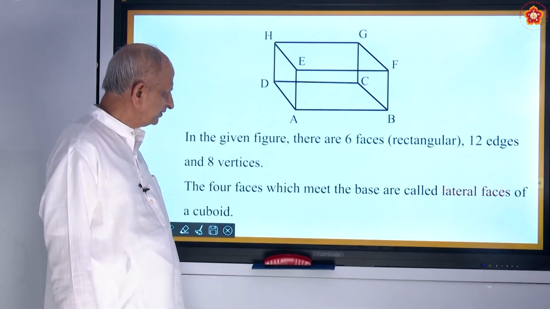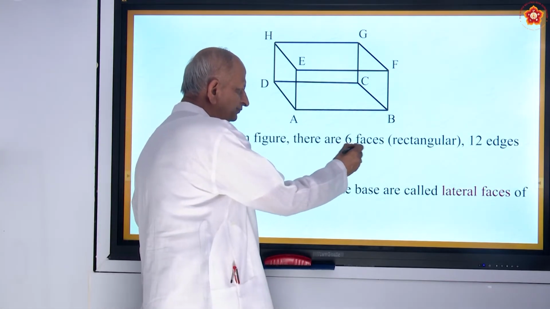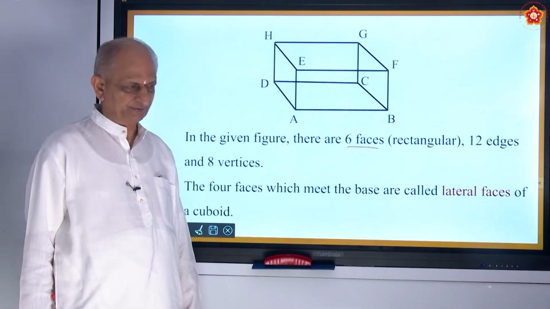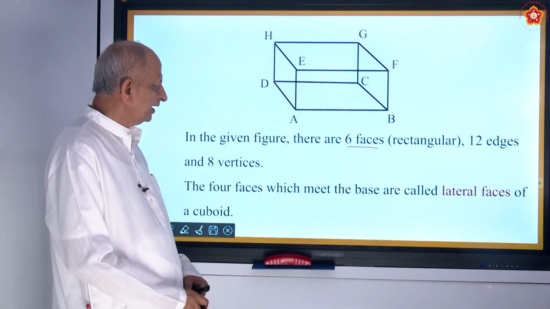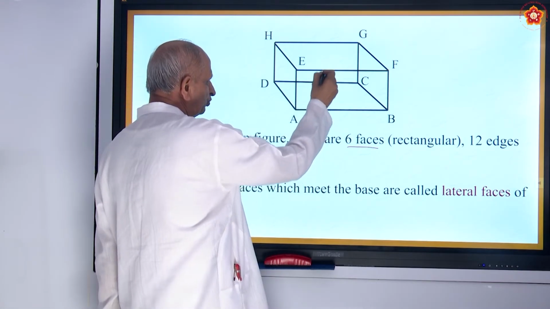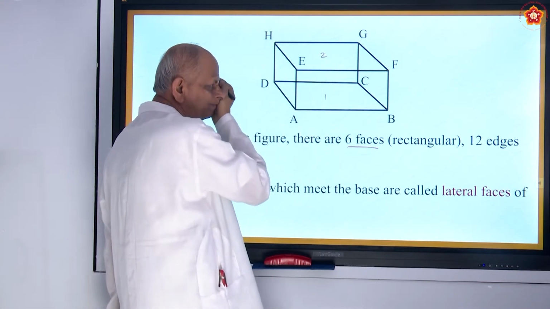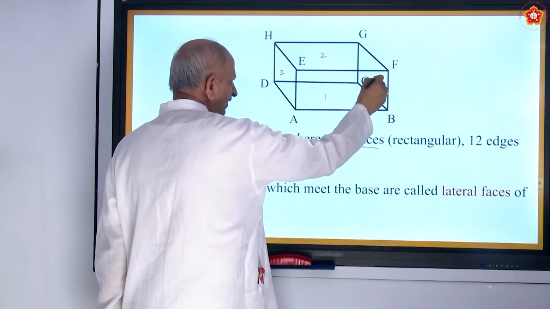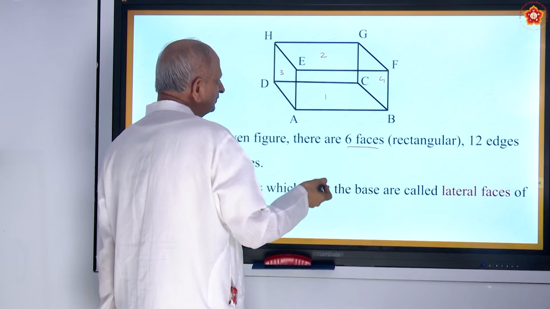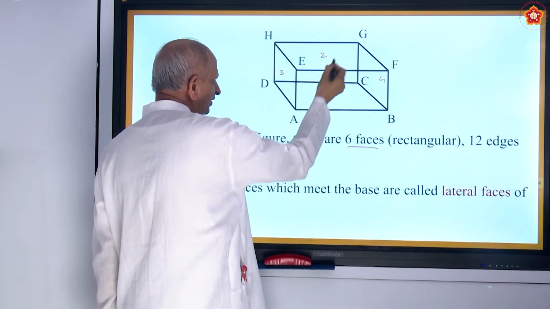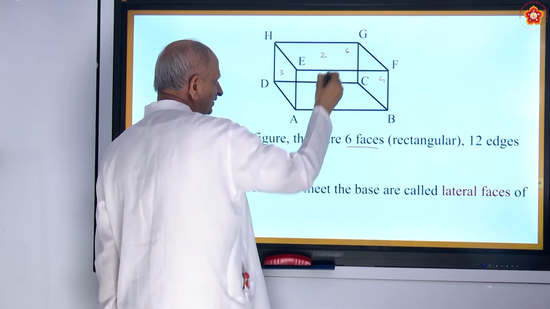So what does it have? It has 6 faces. A cuboid consists of 6 faces, correct? The 2 faces, 1 and 2, will be identical, correct? And these 3, 4 on the sides, they are identical. And 5, 6, one is front, one is back, that is also identical.